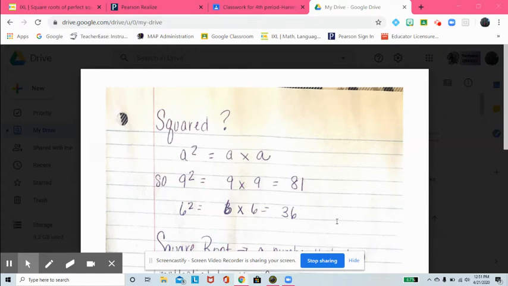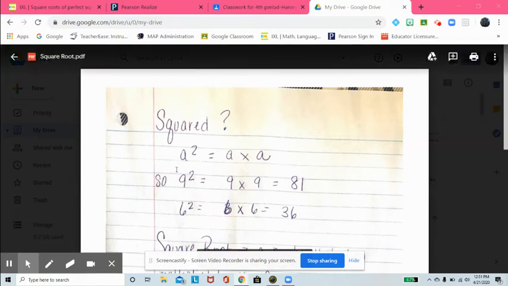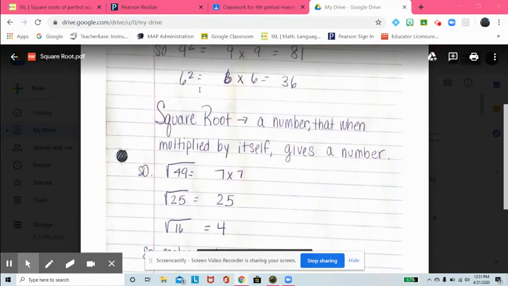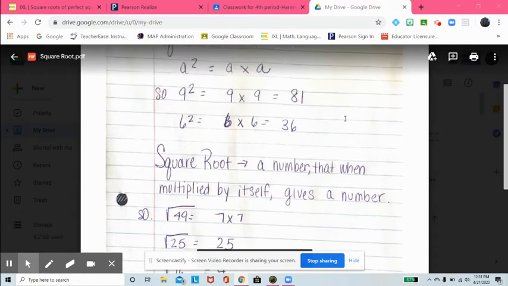So what does it mean when it says a squared? So a squared technically just means a times a. So if you were to put a number in there, like right here, and we would make it 9 squared, it would be 9 times 9, which is equal to 81. And 6 squared equals 6 times 6 equals 36, and so on and so on. So those are pretty easy.